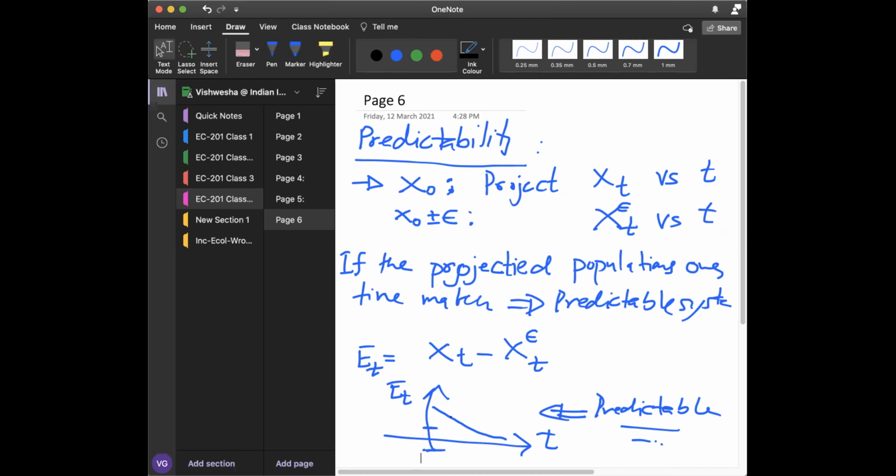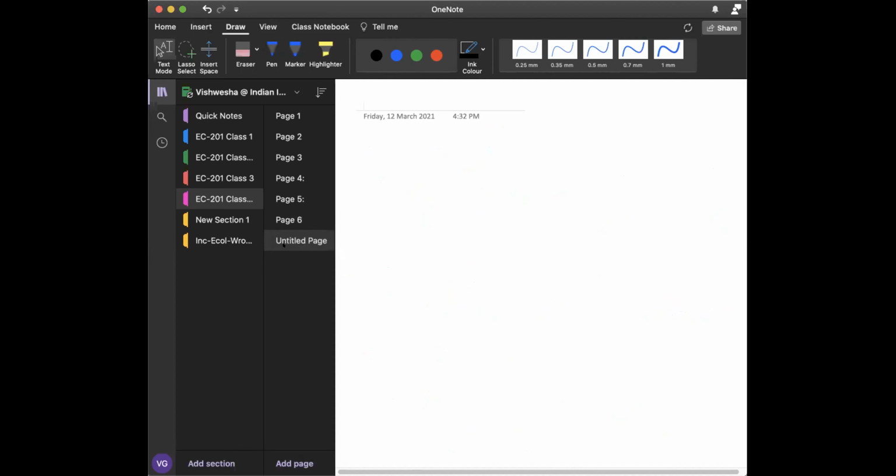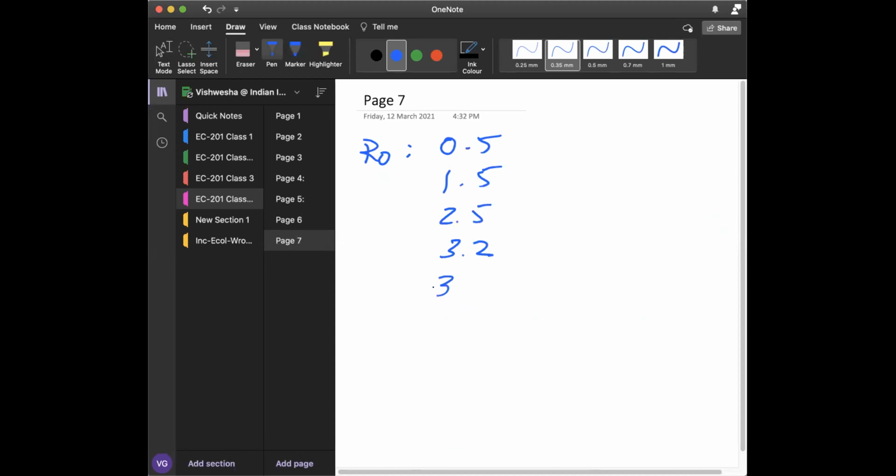So here is the exercise for you. You will basically do this plot of ET versus T. Because you have less time now, I'm going to give you very specific values of R0. Choose R0 values: 0.5, 1.5, 2.5, 3.2, and 3.6. That's 1, 2, 3, 4, 5, 6.